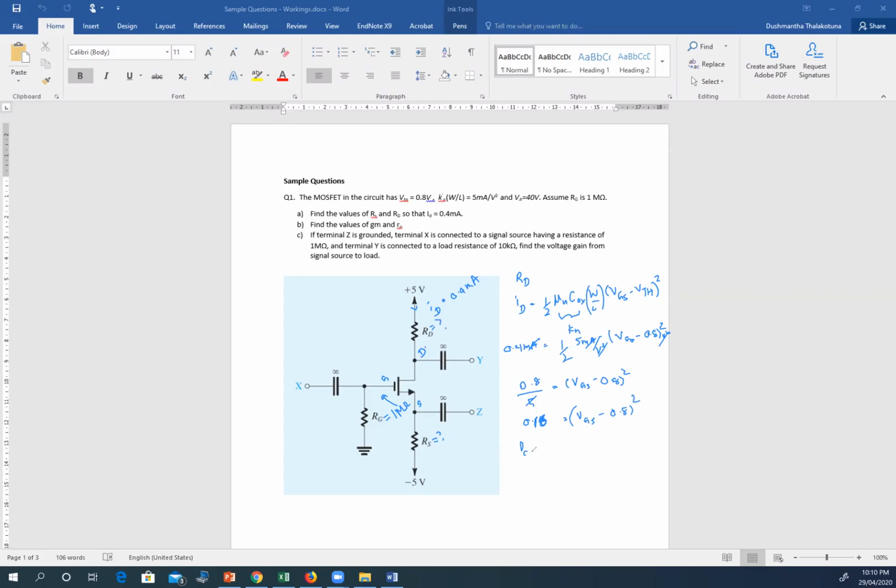Equals VGS minus 0.8 squared. So VGS minus 0.8 equals plus or minus 0.4, which equals either 1.2 volt or 0.4 volt. Now obviously 0.4 volt is not an answer, because if this circuit has to be in saturation, we need VGS to be greater than VTH. In this case, that's smaller than 0.8 and that's larger than 0.8. So that's the answer.